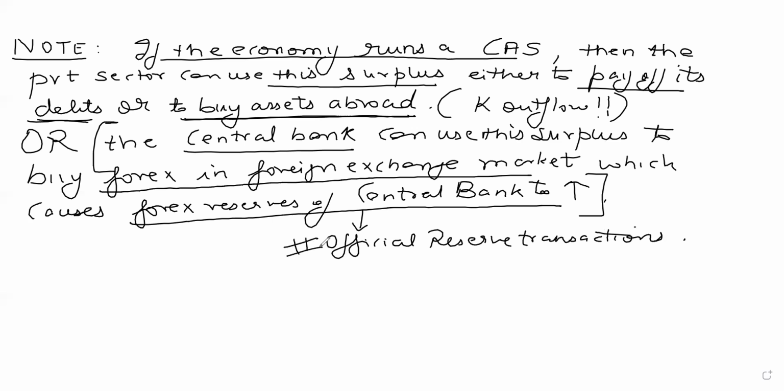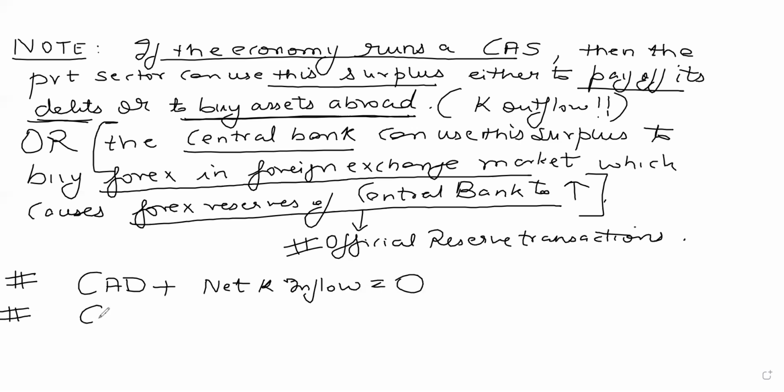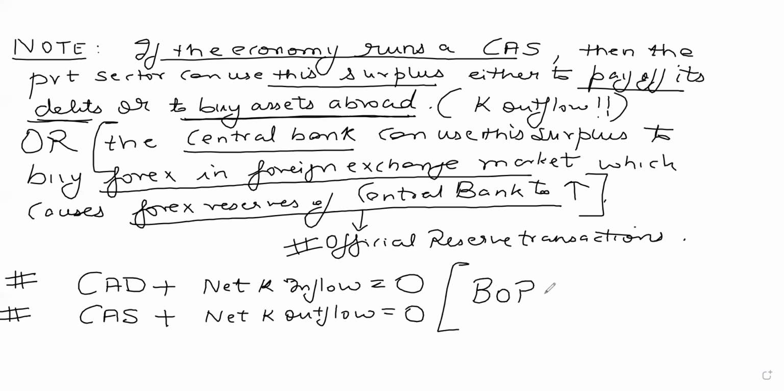So guys, what we have learned, if I quickly sum up till now regarding the balance of payments, is that when the economy runs a current account deficit, it will be financed by net capital inflow such that their sum is 0. When the economy is running a current account surplus, in equilibrium, the current account surplus will be balanced by net capital outflow such that their sum is 0. So this is the case of BOP equilibrium.